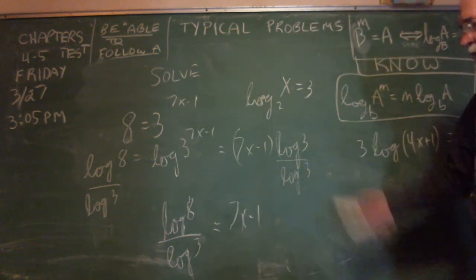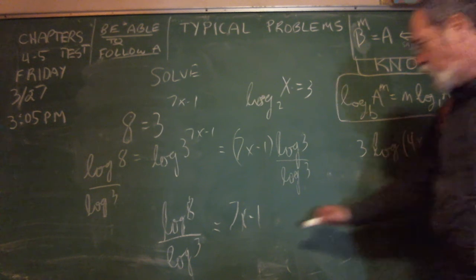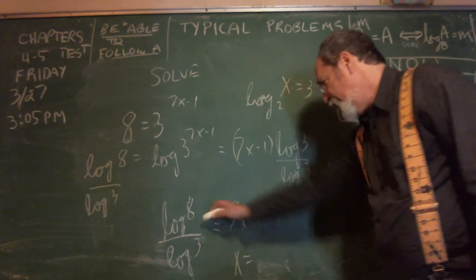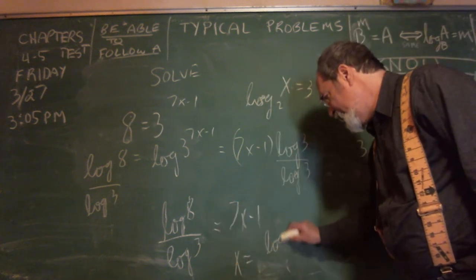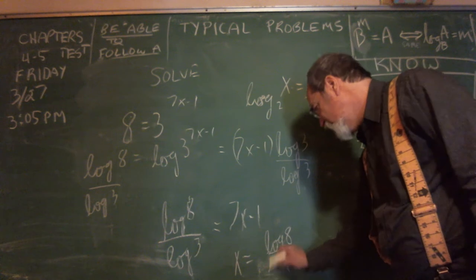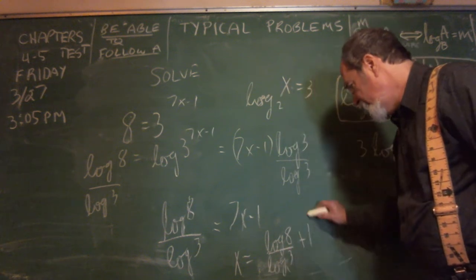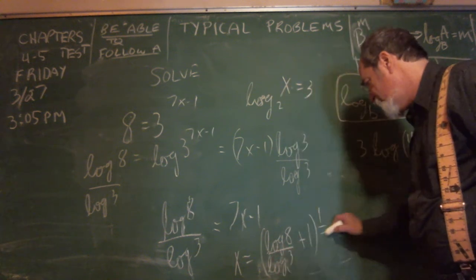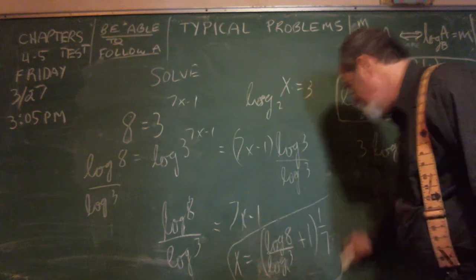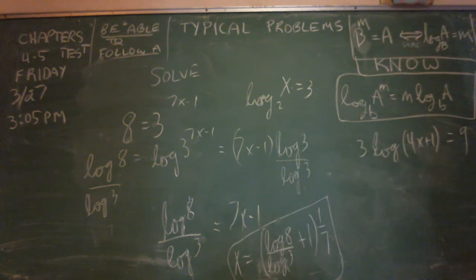So add 1 and divide by 7. So x is equal to, add 1. This thing here, it's just a number with a very long name, but it's still just a number. That plus 1, and the whole thing times 1/7 because I divided by 7. And that's what x is equal to. That's your answer. Pretty wild, huh?